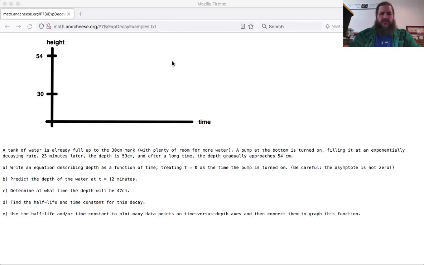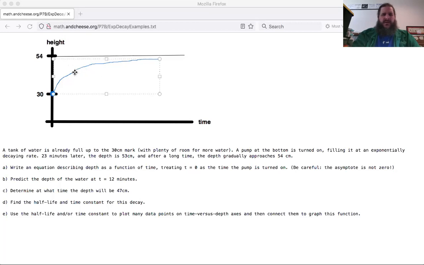So if we fill in the asymptote, and we know we're starting at 30. So we've got one data point at least. We also know after 23 minutes, it's going to be at a depth of 53. So that might give us a little more detail. But in general, we should expect some sort of exponential decay curve, getting closer and closer to the asymptote, but never quite reaching it.